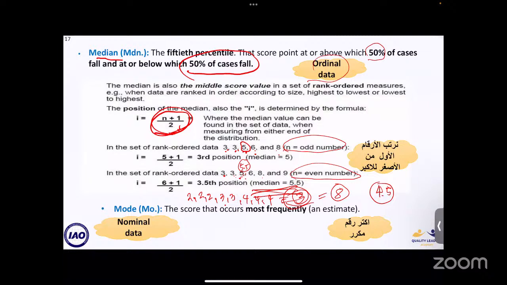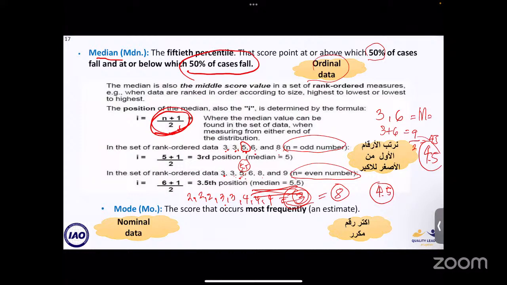Another case is, if the numbers differ, simply calculate the average of the two middle values. For example, if the third and fourth values are 3 and 6, what is the median? 3 and 6, two numbers only. So you have 3 plus 6, 9. 9 over 2 will give you 4.5. So that is your median, 4.5. Clear?